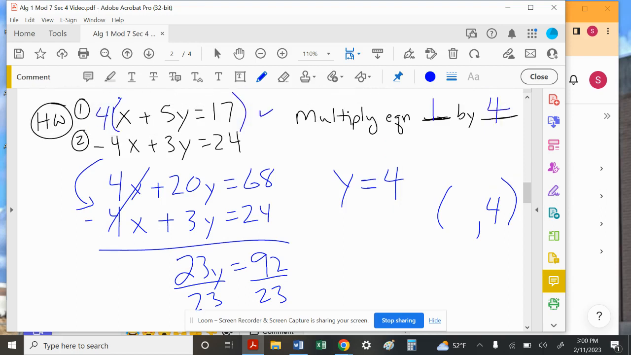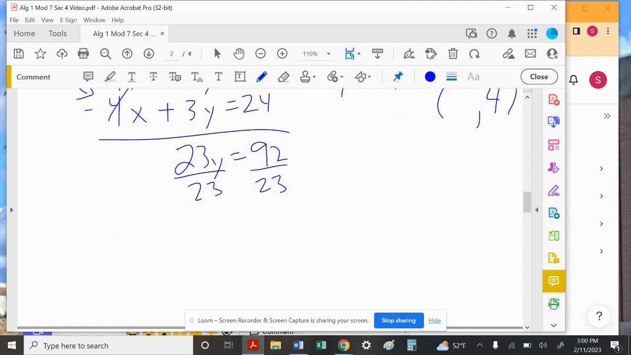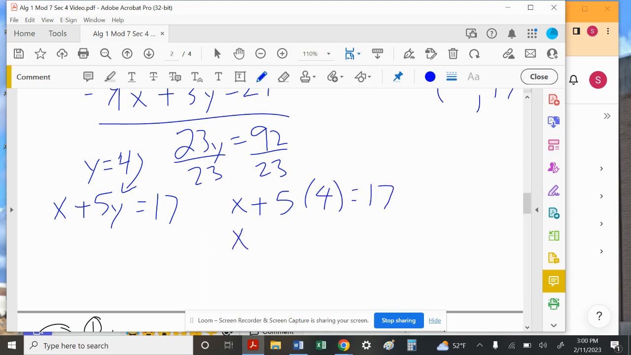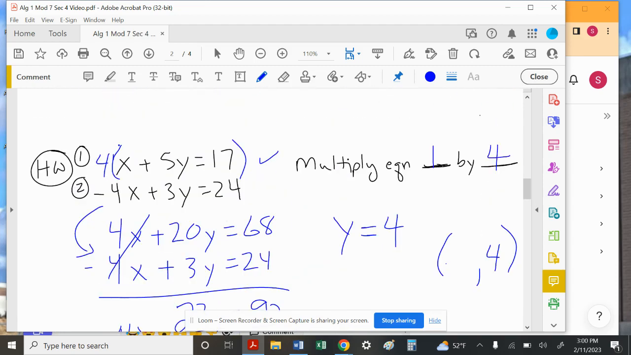Okay, now I can use this first equation here, x plus 5y equals 17. We know that y is equal to 4. So I'm going to plug in the 4 right there. So I get x plus 5 times 4 equals 17, or x plus 20 equals 17. Subtract 20 from both sides, and I get x equals negative 3. So x equals negative 3. That would be my answer.